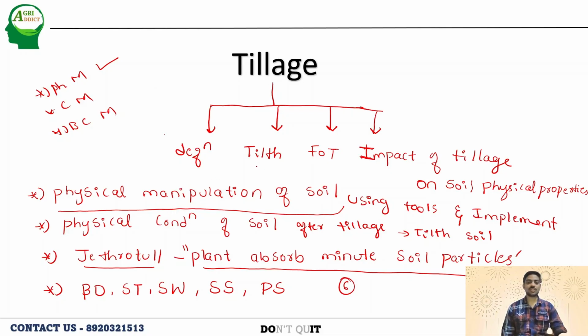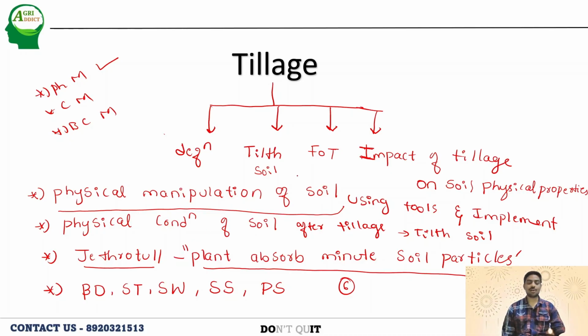Next, talking about the term tilth. A new word maybe for a few people. See, tilth is the physical condition of a soil resulting after the tillage operation is performed. Next, who is considered the father of tillage? It is Jethro Tull.